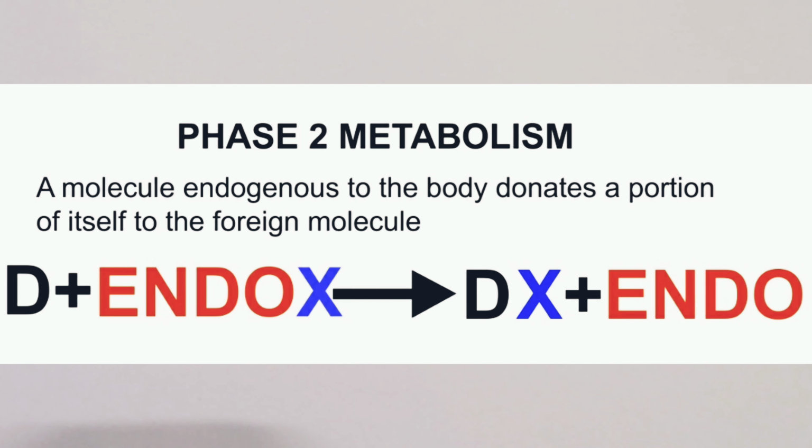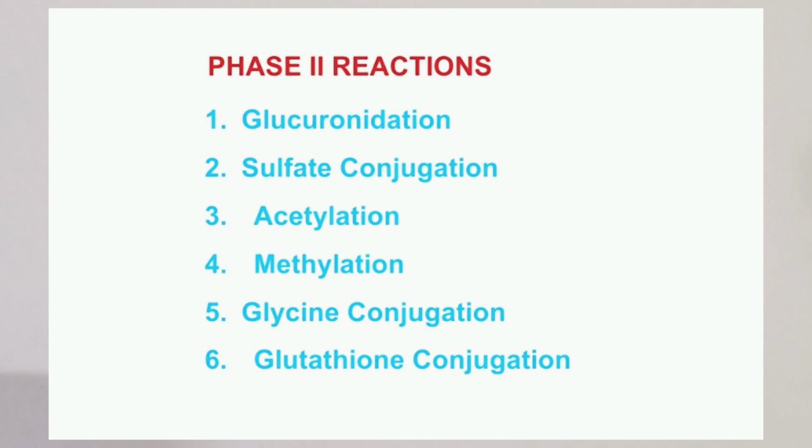So let's now move into the details of Phase II metabolism. So what happens in Phase II metabolism? A molecule endogenous to the body donates a portion of itself to the foreign molecule or the drug molecule, imparting polarity to the drug molecule and rendering it inactive. Phase II reactions include glucuronidation, sulfation, acetylation, methylation, glycine conjugation, and glutathione conjugation.